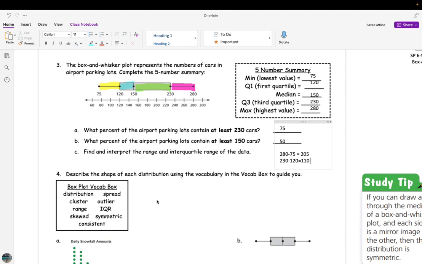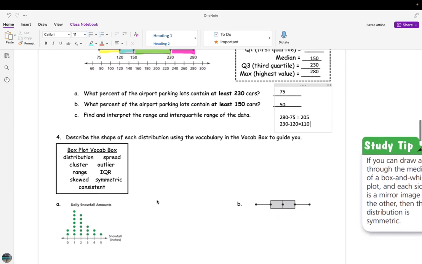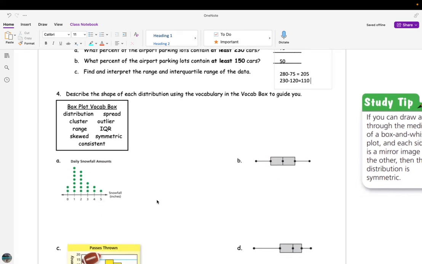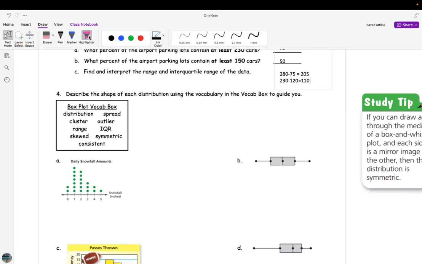How does this help us interpret the data by how it's spread out? I'm going to give you some words, as you can see here, that you can use every time you need to describe a box plot. They're all words that could be helpful. Some of them may be more helpful than others, just depending on what you're looking at.